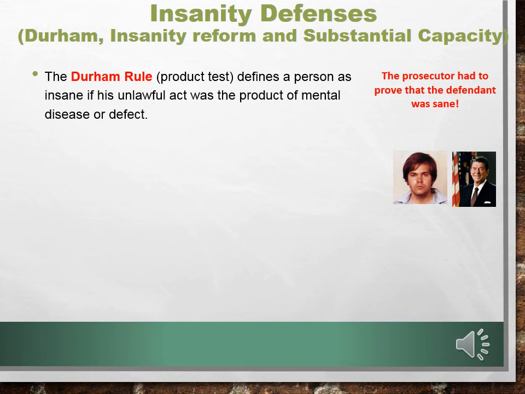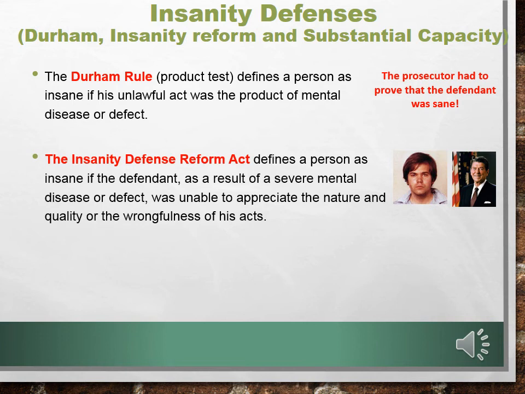Congress's answer was to enact the Insanity Defense Reform Act, which defines a person as insane if the defendant, as a result of severe mental disease or defect, was unable to appreciate the nature and quality or the wrongfulness of his acts. It sounds like the McNaughton rule, but it's much harder to prove because now the defendant has to show that they had a severe mental disease or defect.